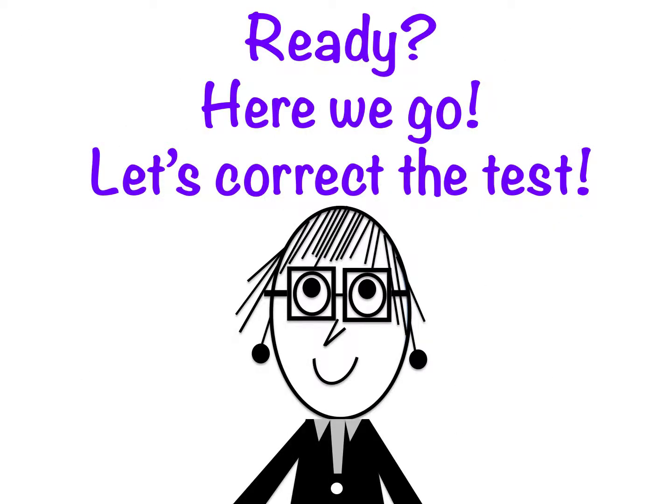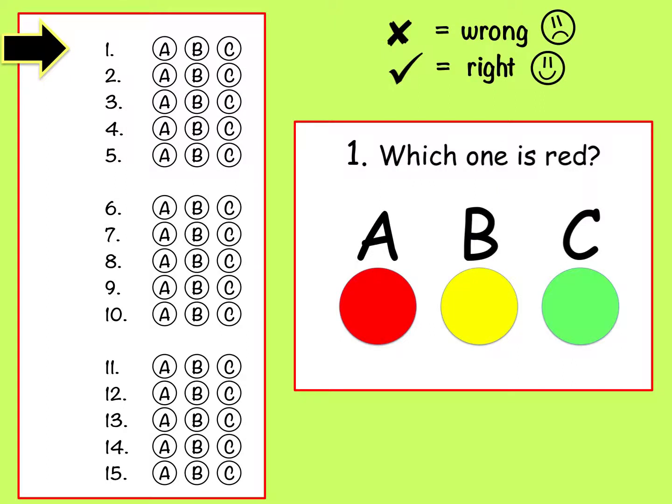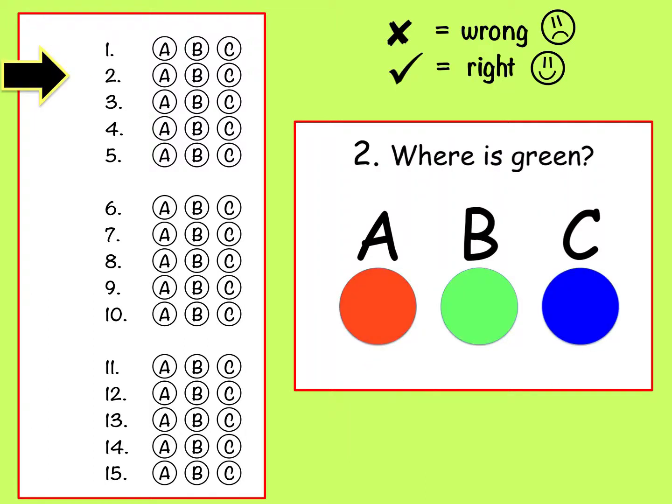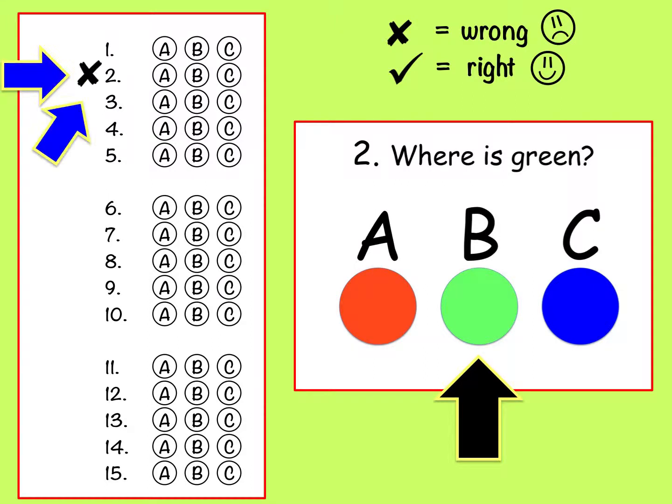Ready? Here we go. Let's correct the test. One. Which one is red? A is red. Put an X for wrong and a check for right. 2. Where is green? B is green. Put an X for wrong and a check for right.